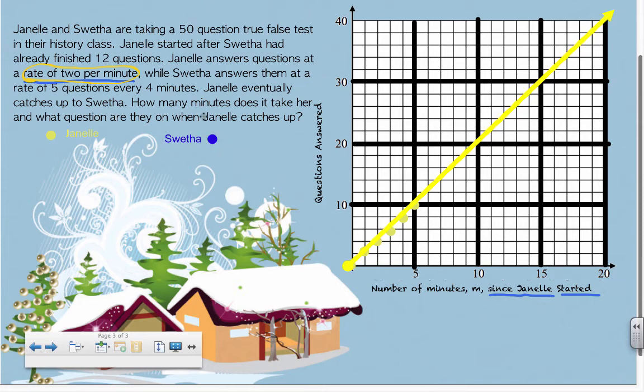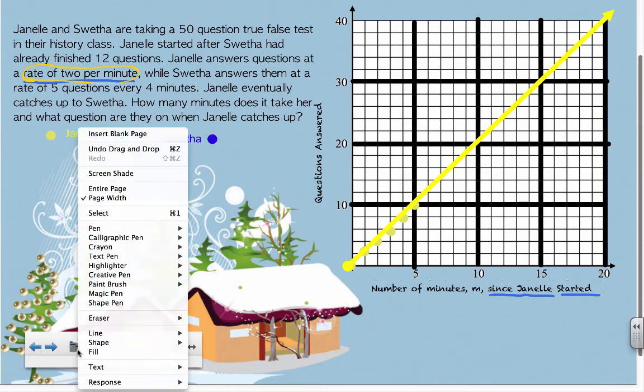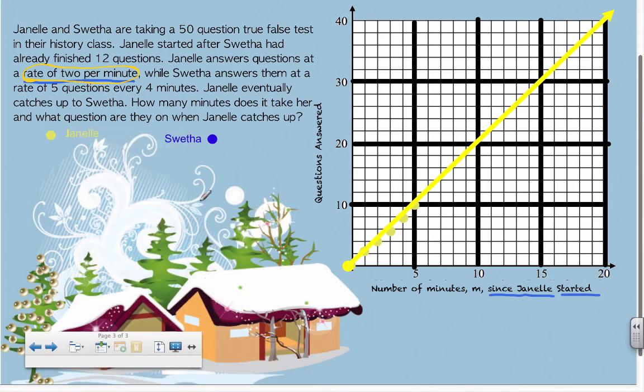Now Swetha. Her rate is 5 questions every 4 minutes. But we're not going to start at 0 because Swetha had already finished 12 questions when Janelle started. So 12 questions is right here. So when Janelle started, Swetha was on question 12. And then her rate is 5 questions every 4 minutes.